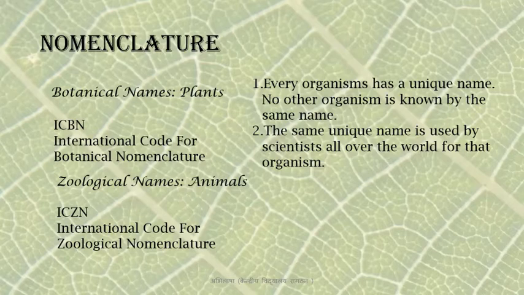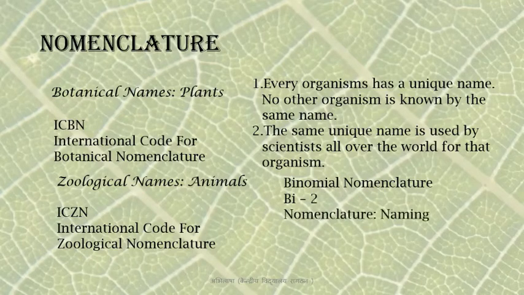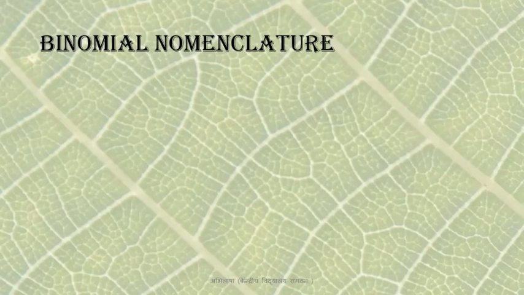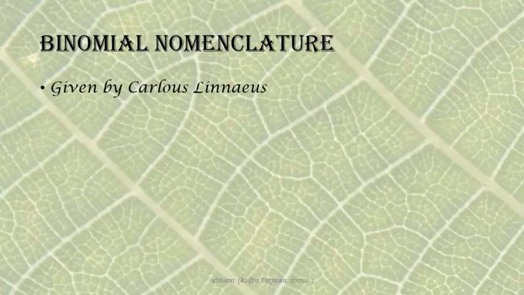To ensure these features, there are some patterns and rules that are followed for nomenclature, and this is known as binomial nomenclature, or giving a set of two names to an organism. Binomial nomenclature is a system of naming living organisms. It was given by Carolus Linnaeus.